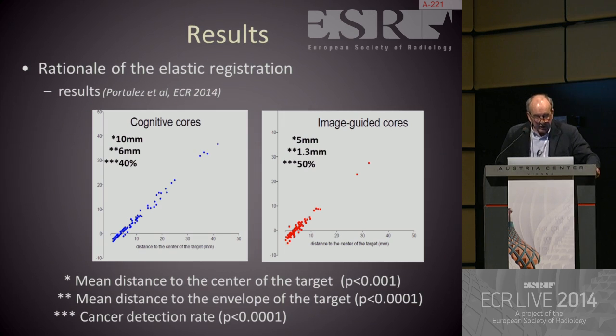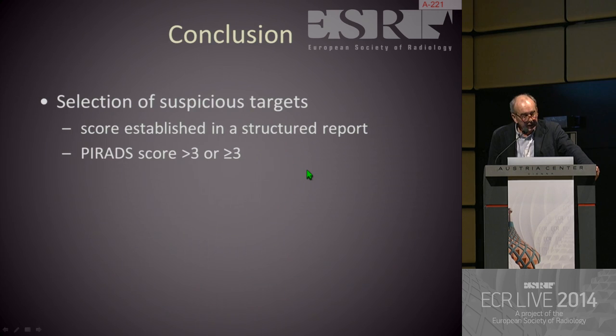And the results were that there were significant differences with regard to the mean distance to the center of the target. It was 10 with cognitive versus 5 with MR targeted. With regard also to the mean distance to the envelope of the target, which was 6 millimeters with cognitive versus 1.3 with MR guided. And concerning the cancer detection rate, which was 40% with cognitive versus 50% with the image-guided.